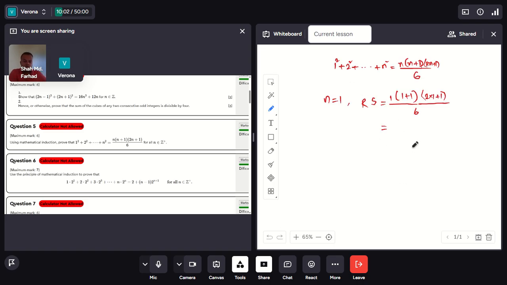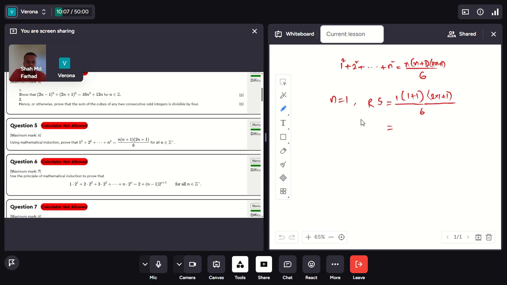Okay, so here if we substitute n by 1 on the right side, we are getting 2 times 3, that is 6. 6 over 6 is 1. So here the nth term is n square. If we substitute n by 1, we are getting 1 square, that is 1.